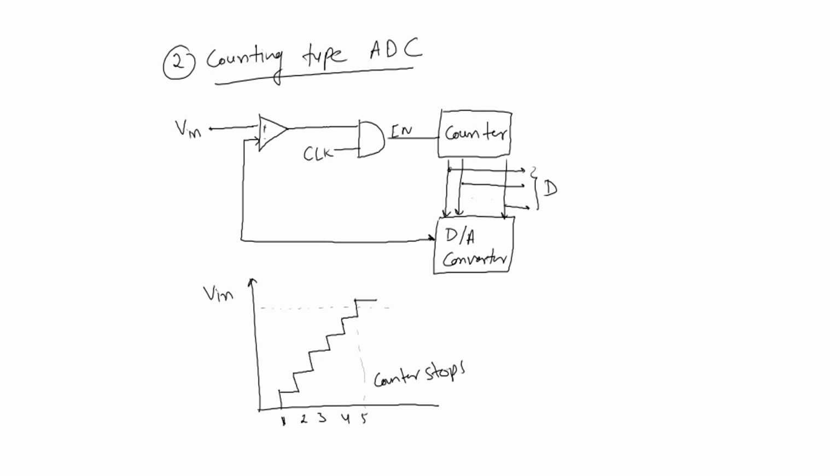So when we use this type of D2A, what is the needed component? We need one D2A, one counter, and one comparator. Before starting, the counter is initialized to 0. Okay, the counter is initialized to 0, right?